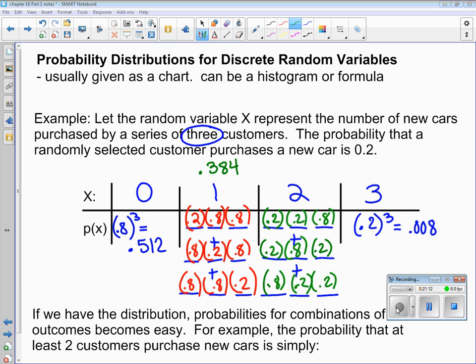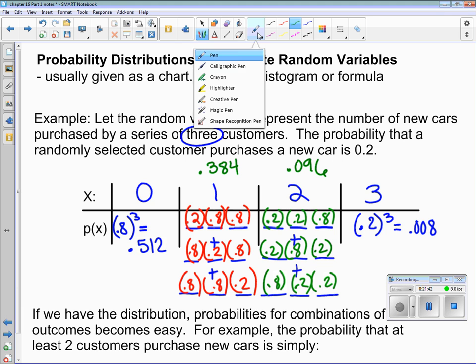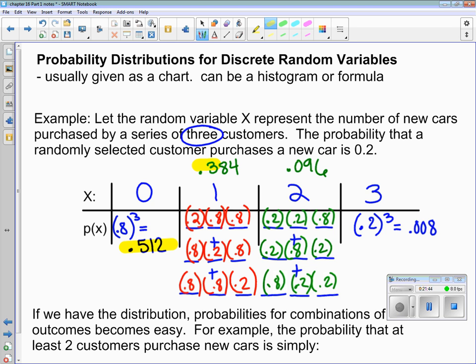Okay, so let's see what this one would be. This would be 0.2 squared times 0.8. Oh, really? Really? Did you get 0.096? Hopefully that's what I got too. Now let's make sure that these all add up. Do they all add up to be 1? 0.512, 0.384, 0.096, and 0.008. Double check me. They should add to be 1.